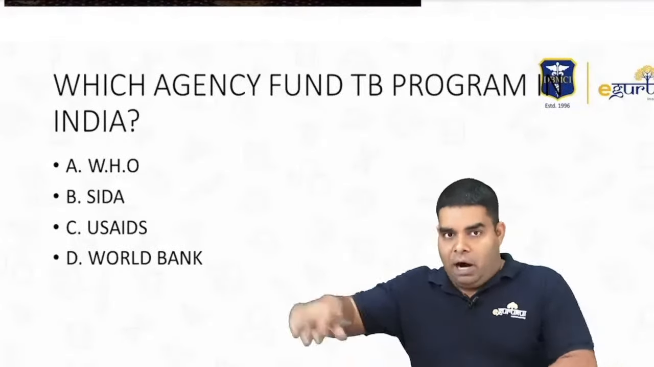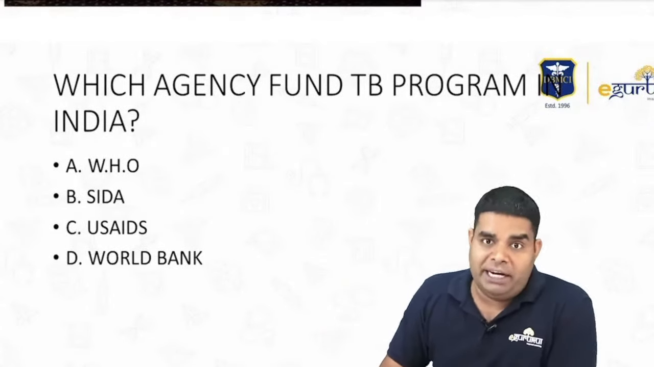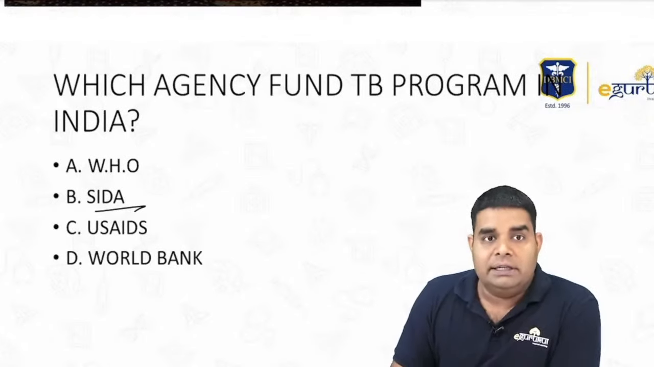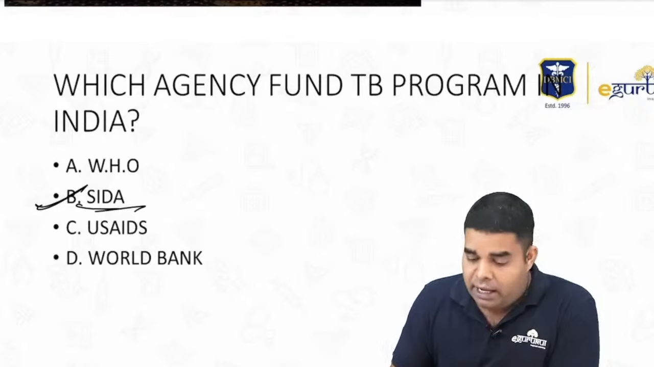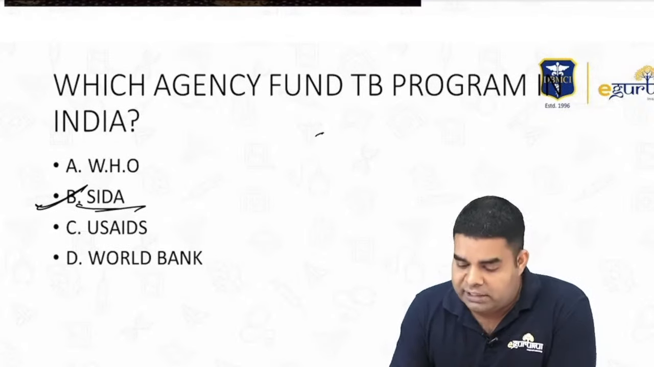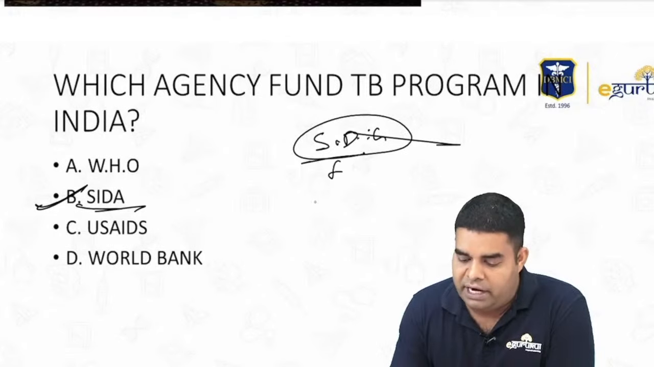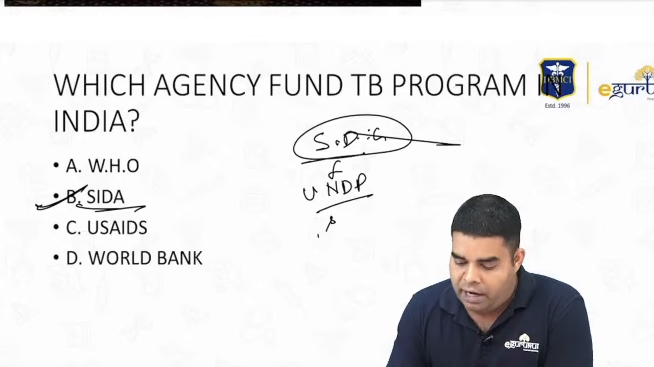Now this is a question which I have not discussed in my class. It is outside my notes. Which agency funds the TB program in India? The answer is SIDA. SIDA funds the TB program in India. Similarly, they can also ask which agency is funding the sustainable development goals. For sustainable development goals, the fund comes from UNDP, and the World Bank also funds it.